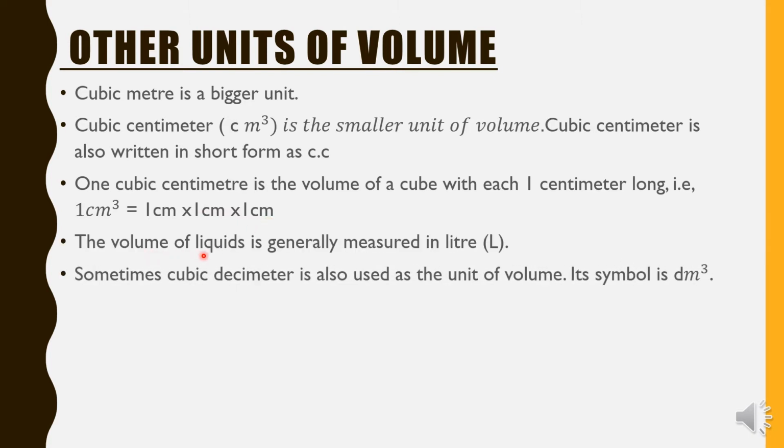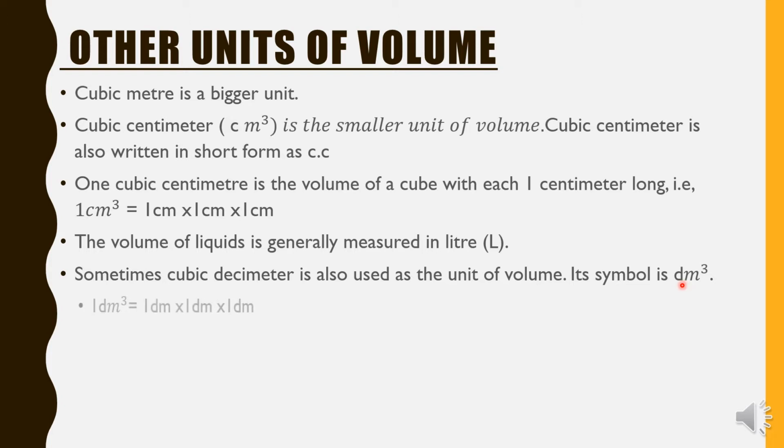The volume of liquids is generally measured in liter. This we already know. We are talking about cubic meter and cubic centimeter; these are the units to measure the volume of solid things. Okay children. Now if we have to measure the volume of a liquid, we measure it in liter or milliliter. Sometimes cubic decimeter is also used as a unit of volume, and its symbol is d m raised to the power 3. Here we use d and m in small letters.